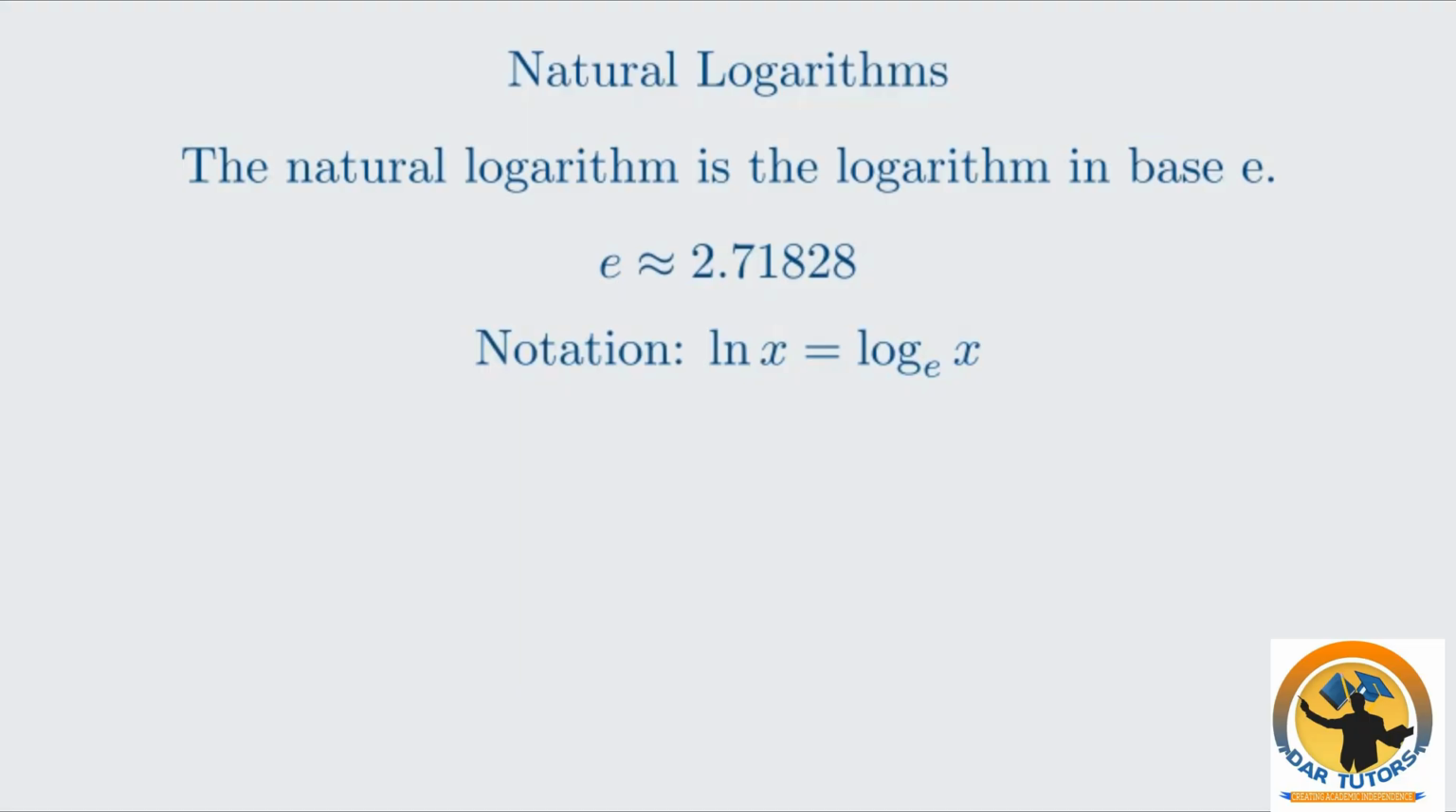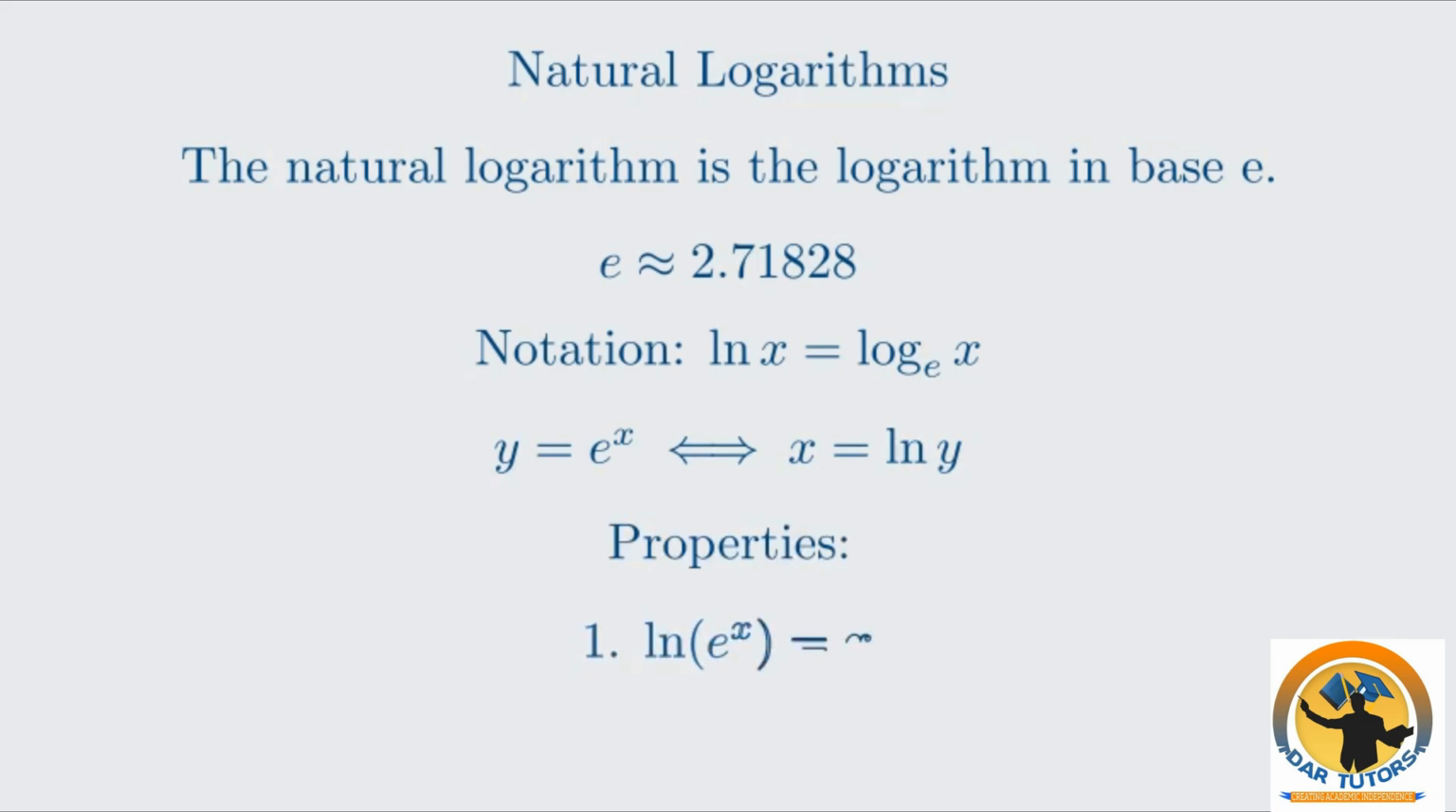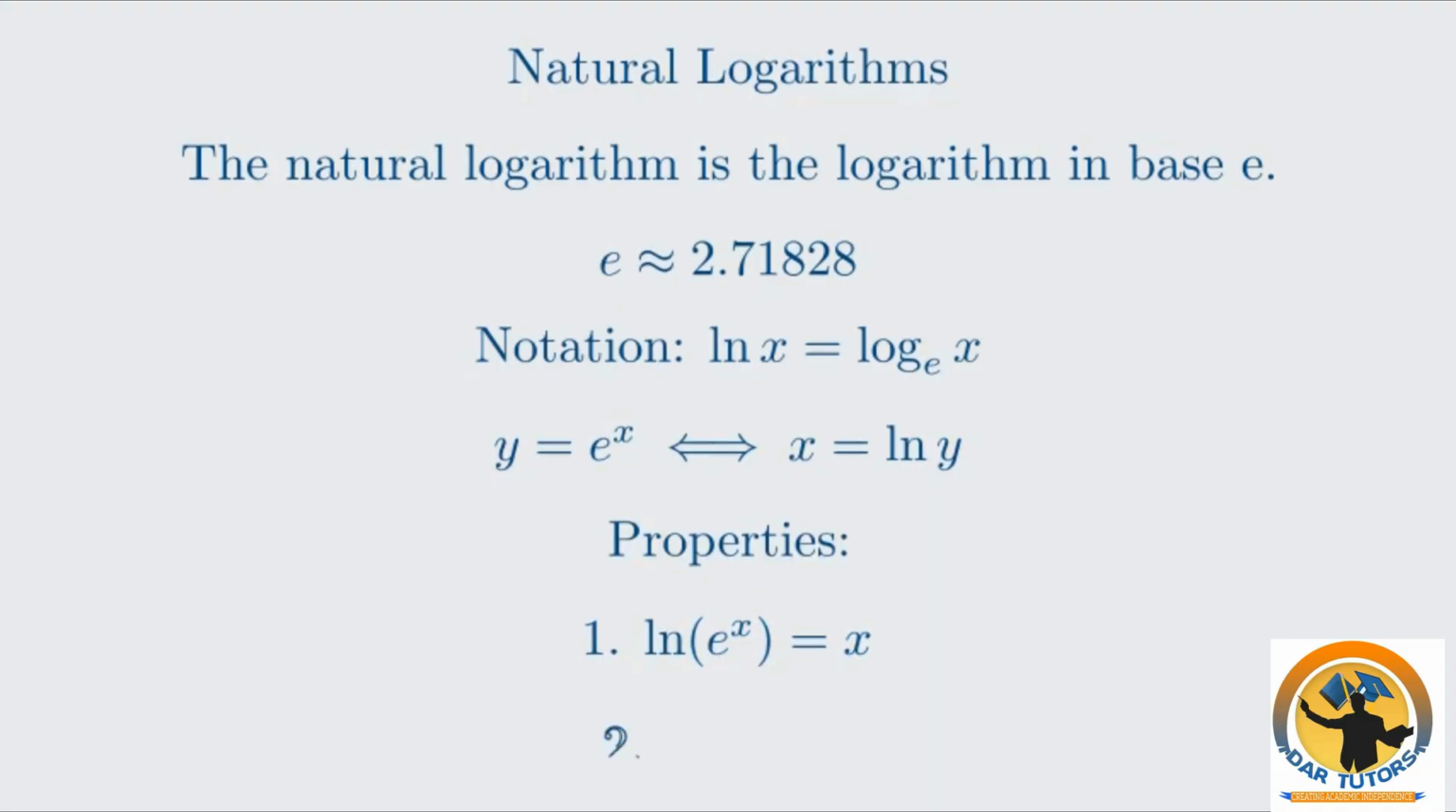Just like with base 10 logarithms, the natural logarithm is the inverse of the exponential function with base e. This means that if y equals e to the power of x, then x equals the natural logarithm of y. It answers the question, e to what power equals this number? This inverse relationship gives us two key properties, identical in form to the ones we saw for base a. First, the natural logarithm of e to the power of x is x. Second, e to the power of the natural logarithm of x is also x. These properties are crucial for solving equations involving e and ln.